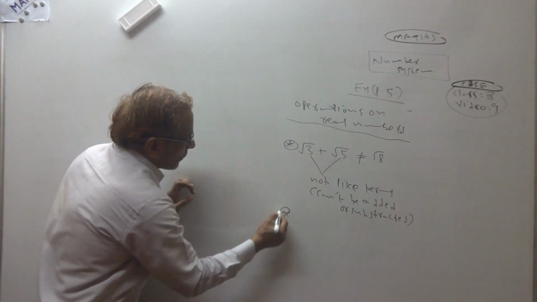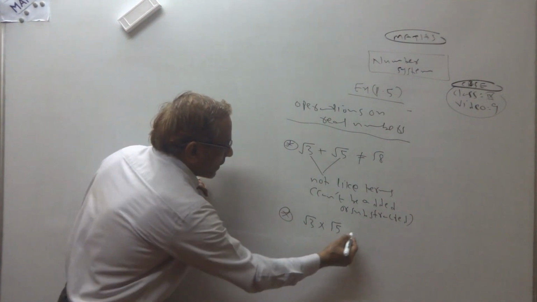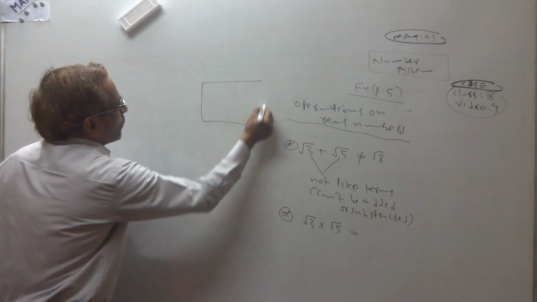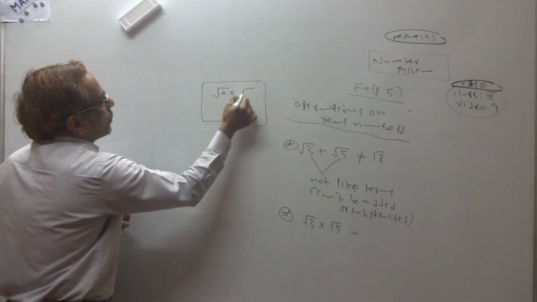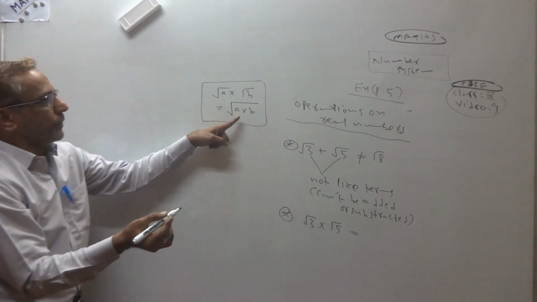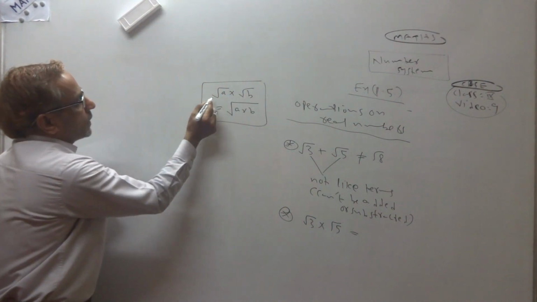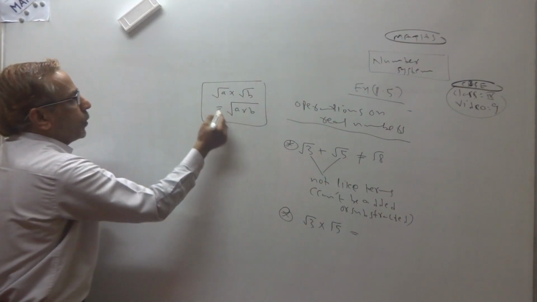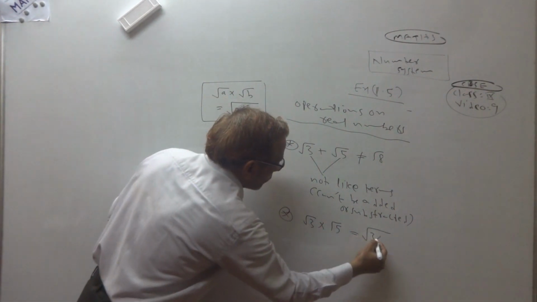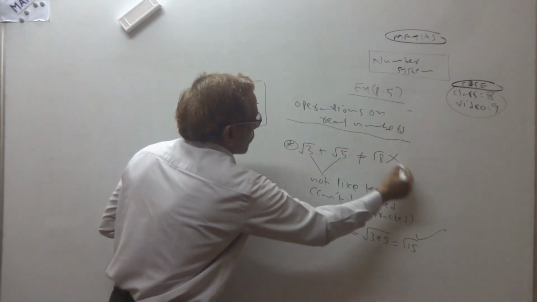One more thing. But root 3 into root 5, you can multiply them because this is a basic rule. Root a into root b, you can write as the whole root of a into b. You can multiply them if the roots are of the same order. So what is root 3 into root 5? Root 3 into 5, root 15. This is okay. The other is wrong.